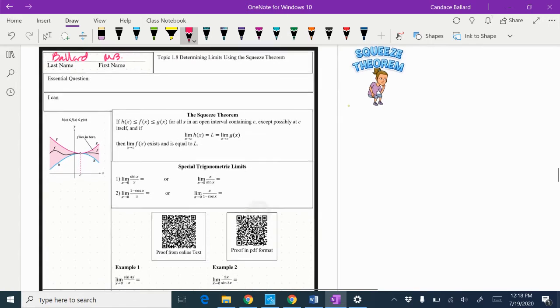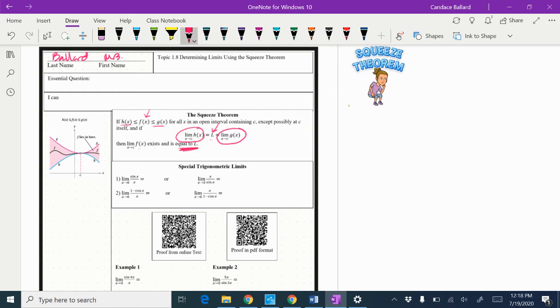I'm going to read through the theorem and then explain it with the picture. If we have a function f and it's between two functions h and g, that's the fancy math way of writing it, for all x in the open interval containing c, except possibly at c itself, then we know that if we find the limit of the h function and the limit of the g function, and those two limits are the same, then the limit of the f of x function exists and it is equal to that L.